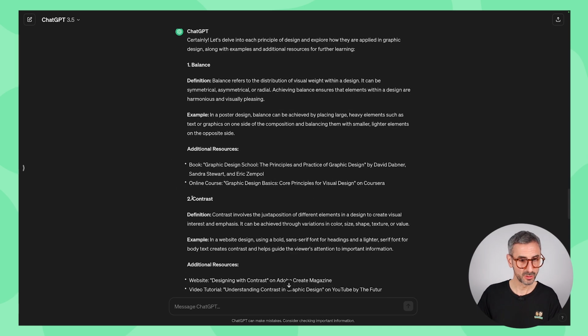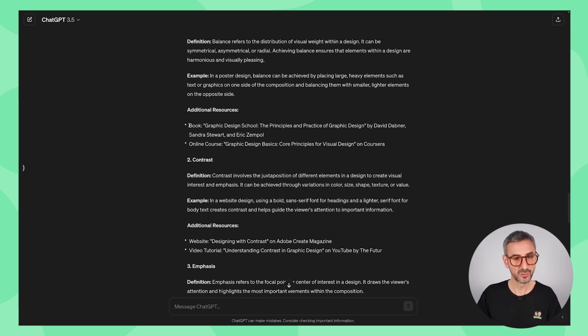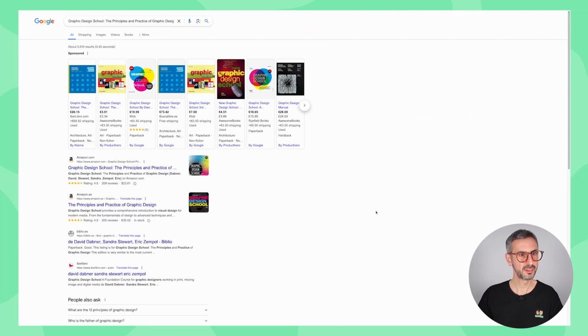All right, so second point, contrast. And again, definition, example, additional resource. So what I'm going to do right now is open a second tab here, and I'm going to search for this book to see if that is a real book. All right, so let's paste that title, see if that is a book. Graphic Design School, the Principles.